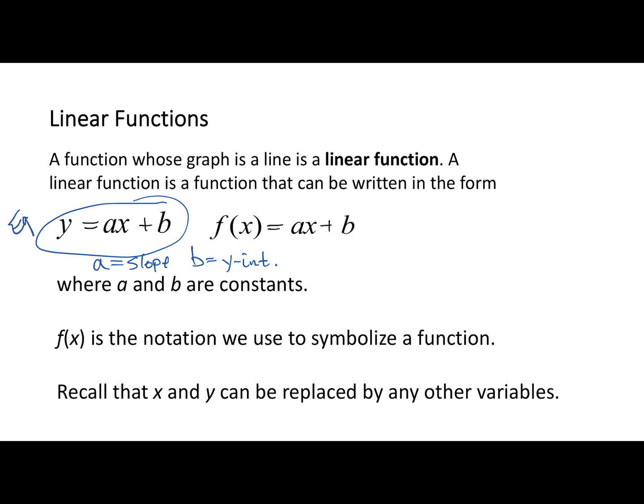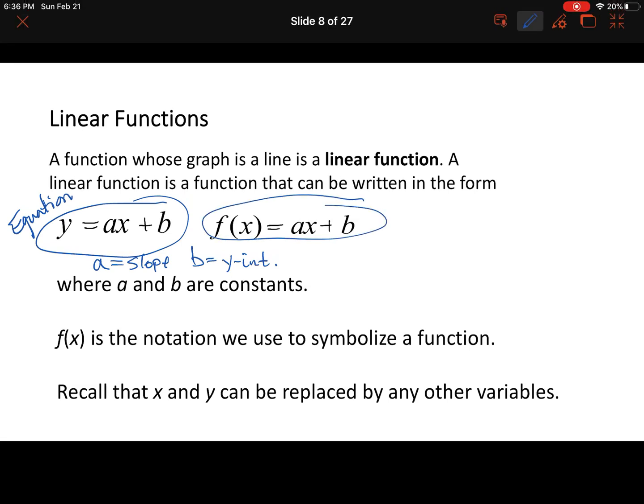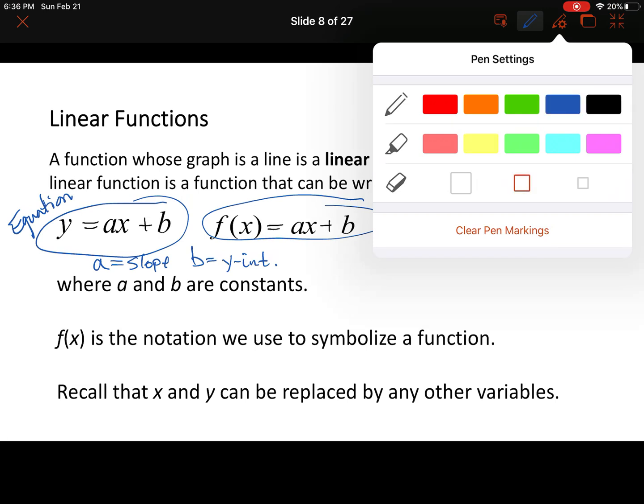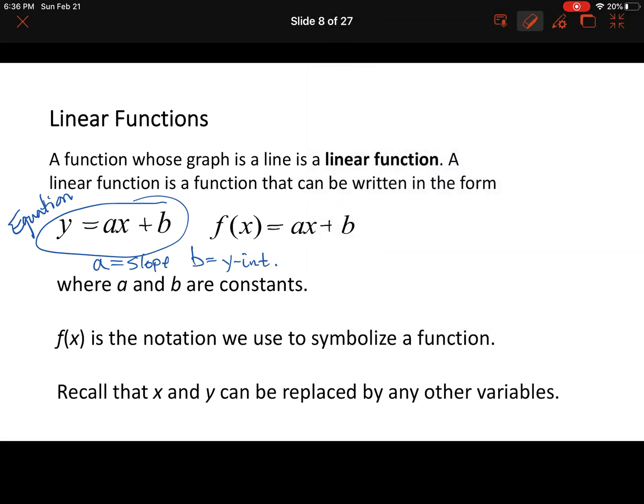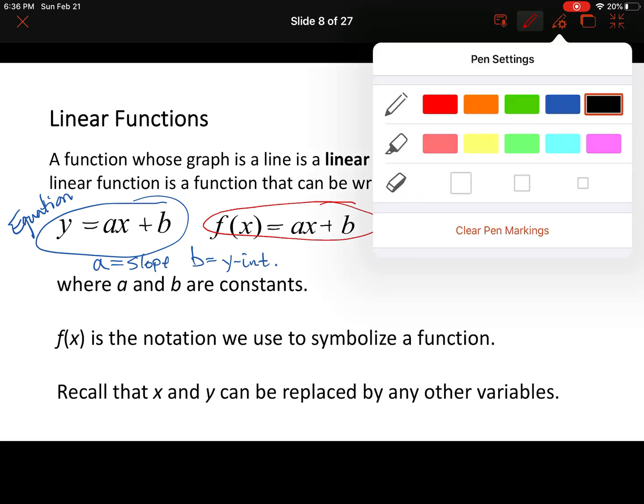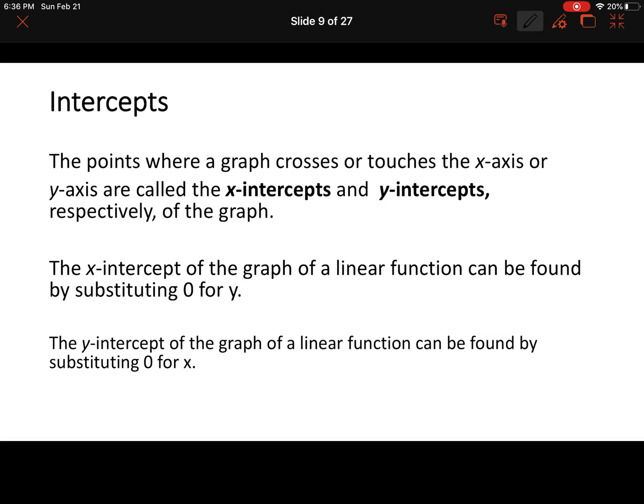This is an equation. This is function notation. I'm going to circle it in a different color. All right, function notation. All right, so let's go ahead and get to work. We stay busy, we stay grinding.